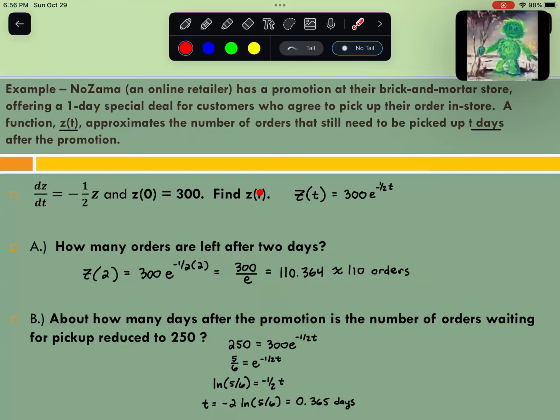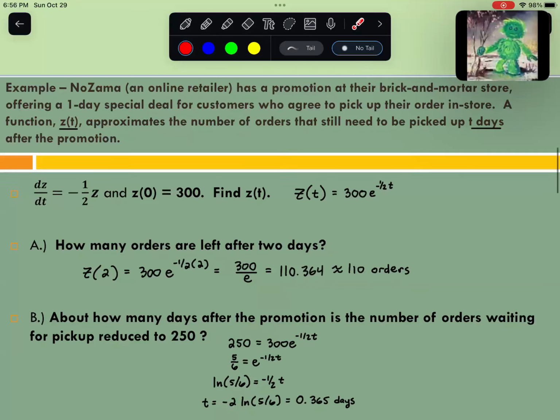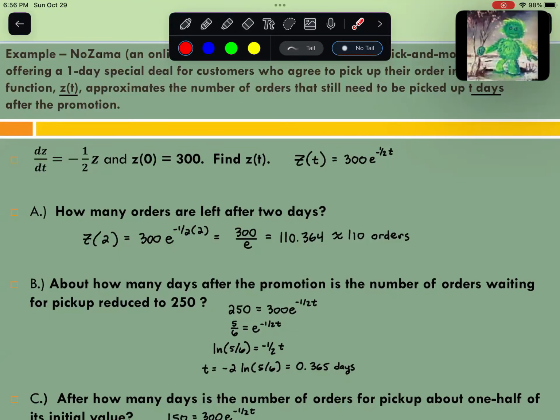Find z of t. Yeah, you could do separation. You could plug in a point somewhere in there. But the quicker approach, recognizing our exponential model, is to go right to this: z of t equals initial times e to the negative 1/2 t. Real quick, from there, it's pretty easy to use. You're going to see a lot of algebra again in this chapter. How many orders are left over after 2 days? We're just plugging in a 2 for t. Turns out to be about 110 orders. You could check the math on that yourself if you like.